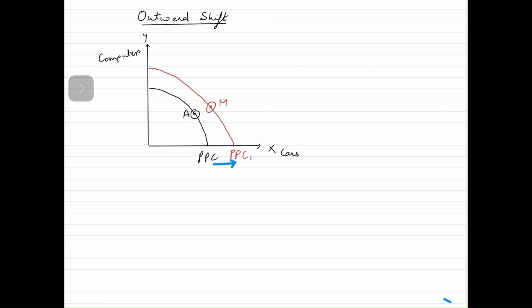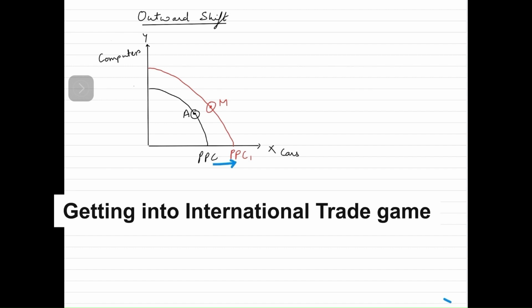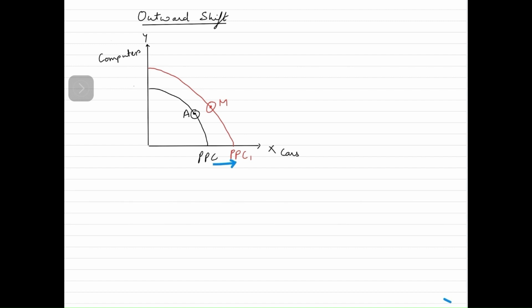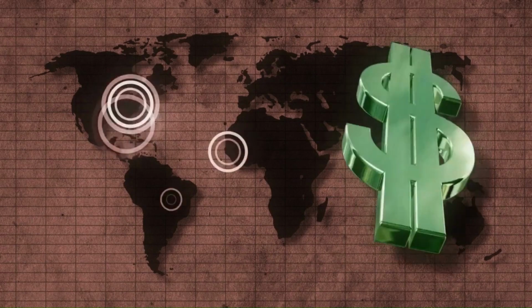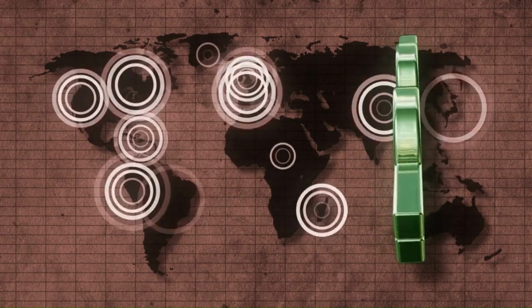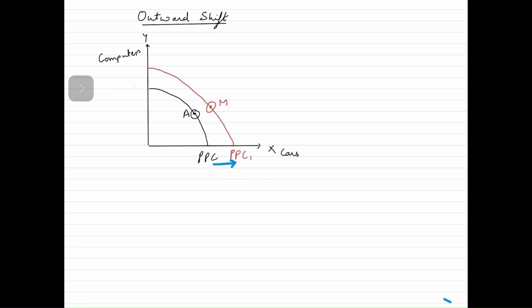Another step that a government can do is getting into the international trade game. So when you trade with other countries, you would have access to a whole world of goods and services, right? You'll be able to get more goods and services than what you can actually produce within your own domestic economy, and it will expand the choices that consumers would get with these imported goods into the domestic economy.